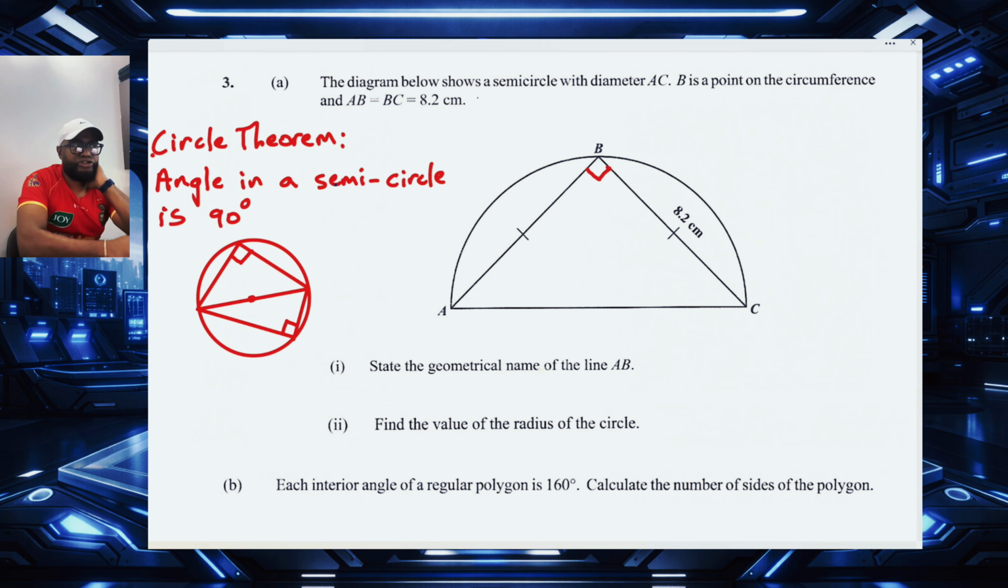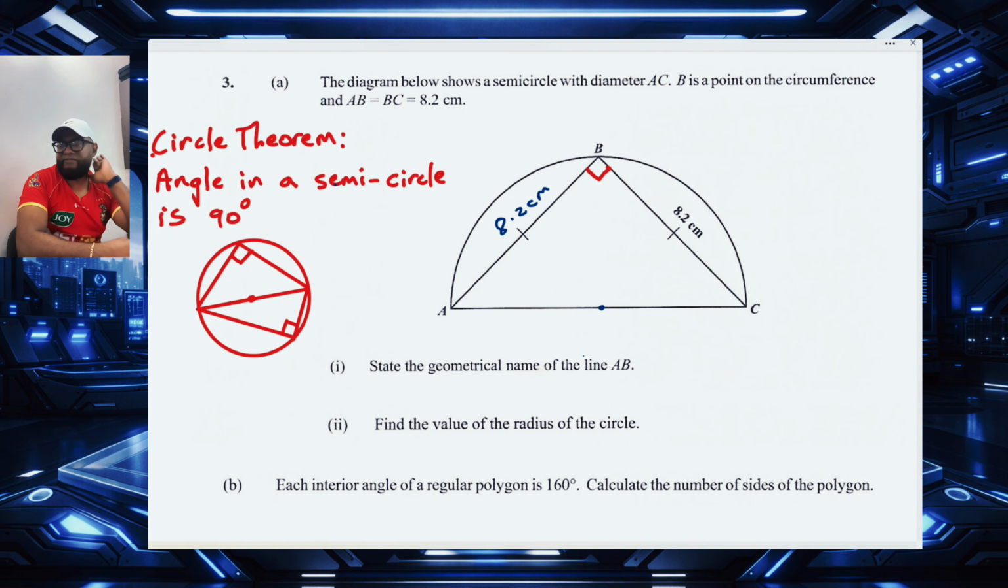So the diagram below shows a semicircle with diameter AC. So this is the diameter, meaning that the center of the circle is on this line, right? B is a point on the circumference, and AB is equal to BC, which is equal to 8.2 centimeters, right? So 8.2 is the length of BC, which is the same as AB. So can I write 8.2 here? Everybody good there? 8.2.